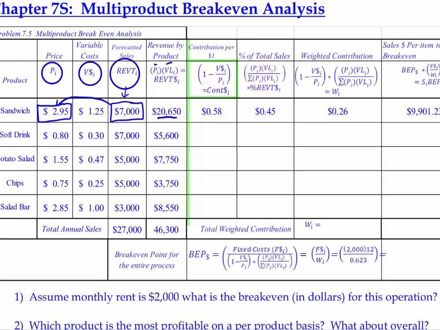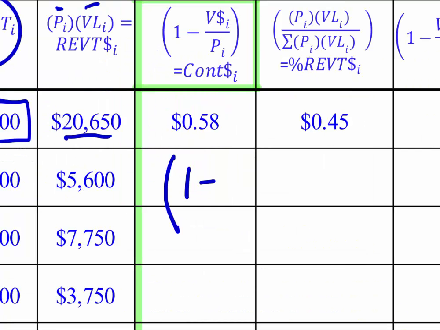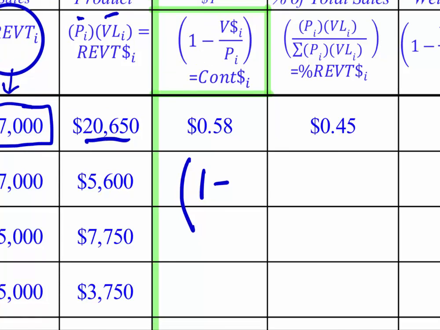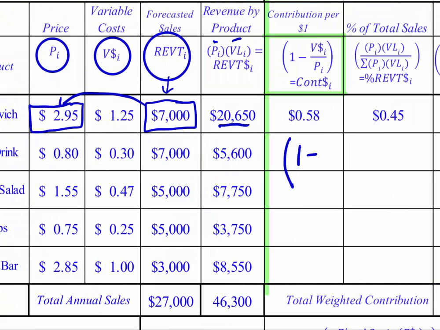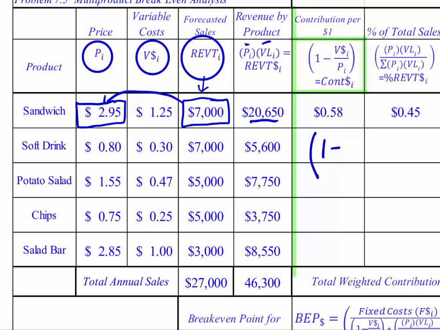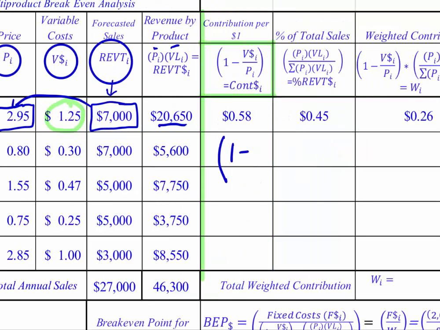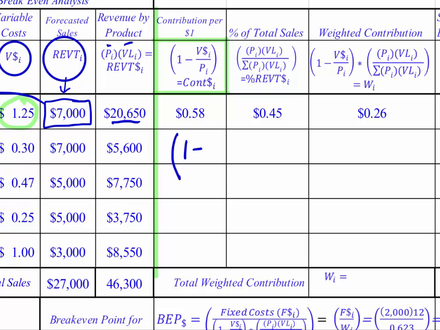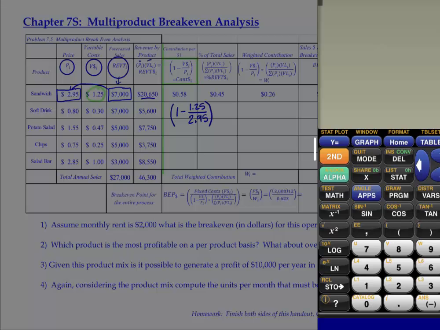So we take 1 minus the variable costs for this product, which are $1.25. Every time we make a sandwich, it costs us this $1.25, but we then earn $2.95. So we put variable costs in the numerator, 1.25, and divide that by our price, which is what we sell it for, 2.95.